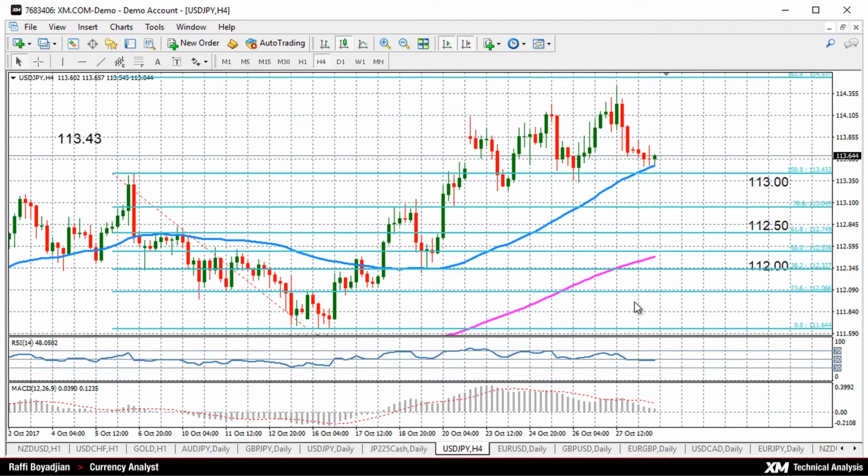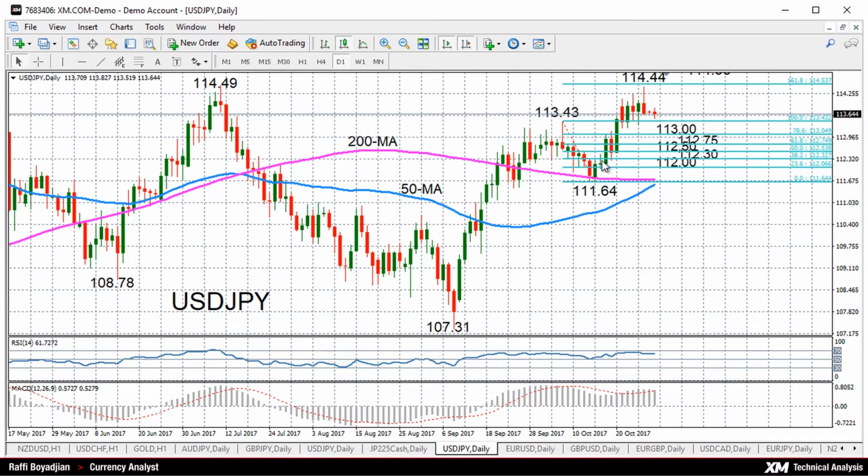If we have a quick look at the 4-hourly chart, we can see RSI has already slipped below the 50 neutral level. So there's clearly a strong downside momentum after prices failed to break above that key resistance level, which is around the 114.50 area. That was a resistance again back in July, and once again prices halted at 114.44. That is in fact the 161.8% Fibonacci retracement of the down leg from 113.43 to 111.64.